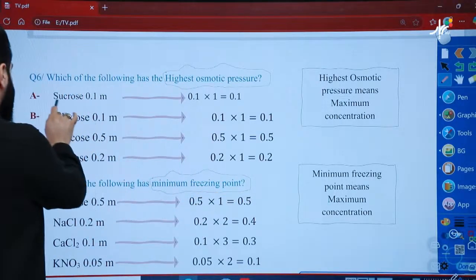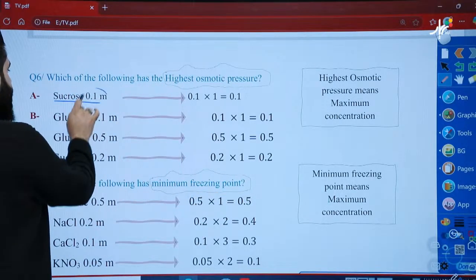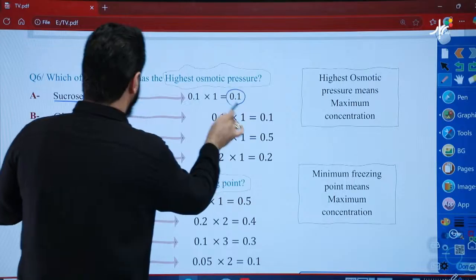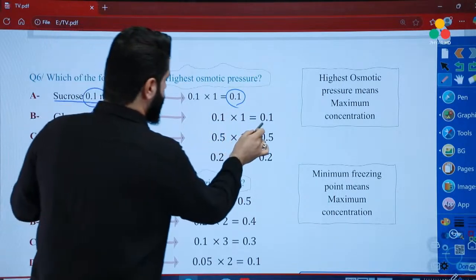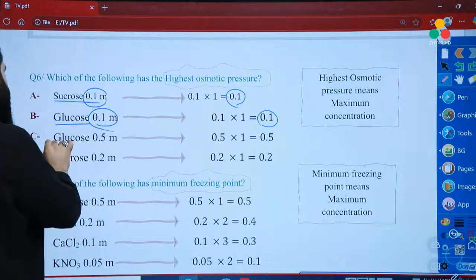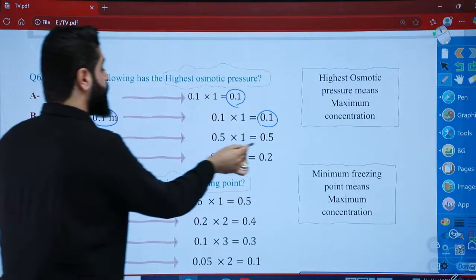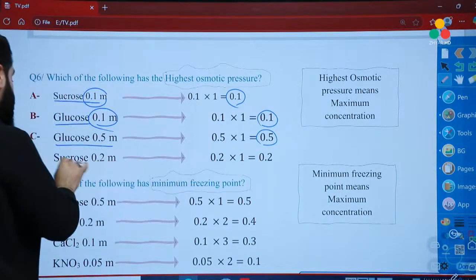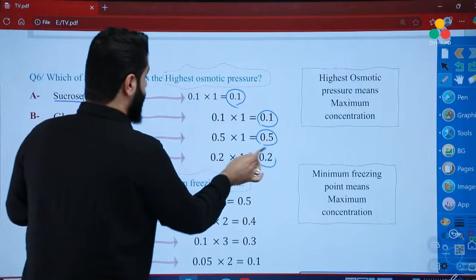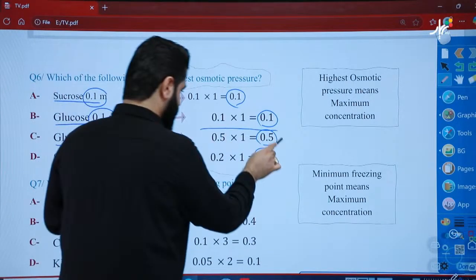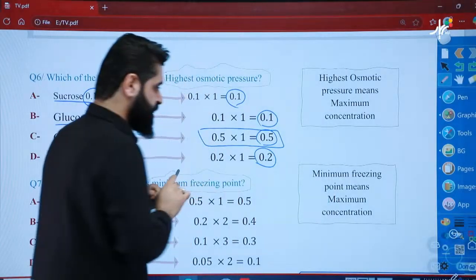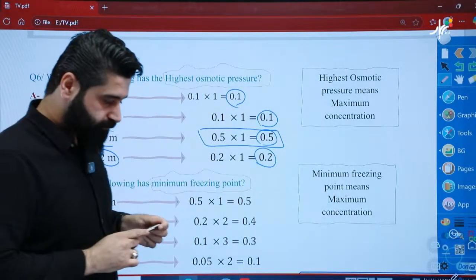Look, sucrose multiplied by 1 will be the same. Then glucose multiplied by 1 will be the same. Then glucose 0.5 molar multiplied by 1 will be the same. This one also will be the same. So the greatest result shows the highest osmotic pressure. This is the correct answer.